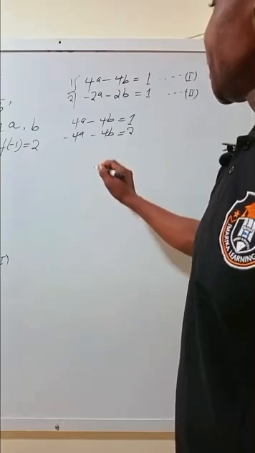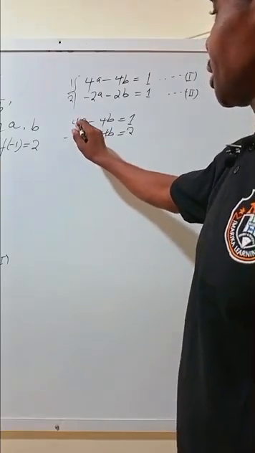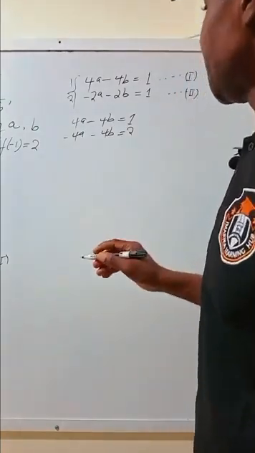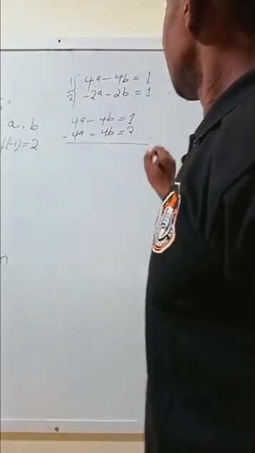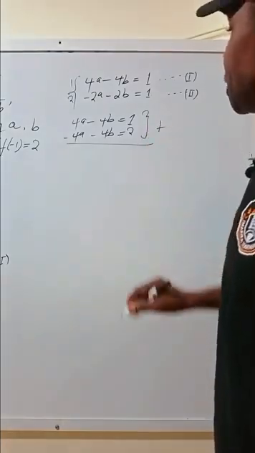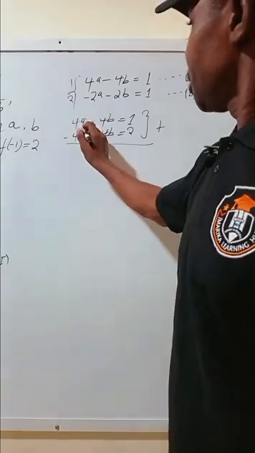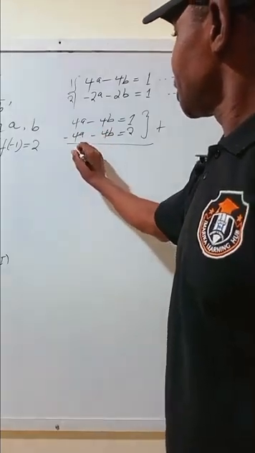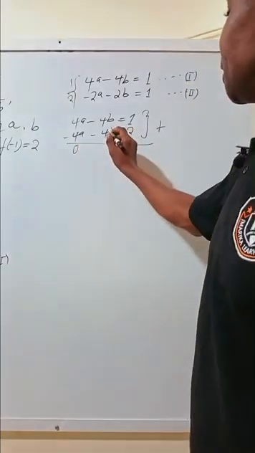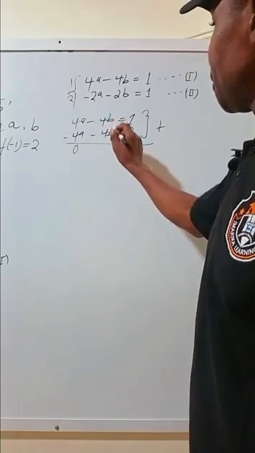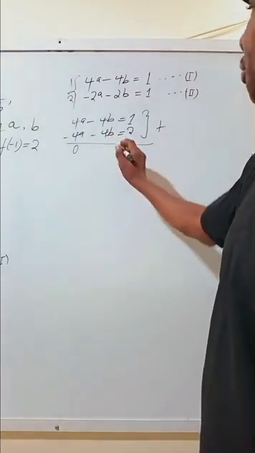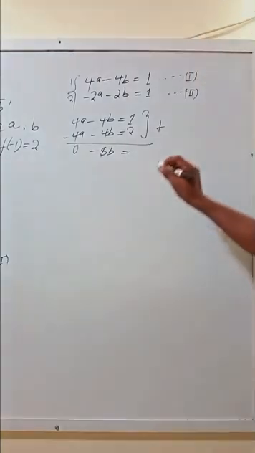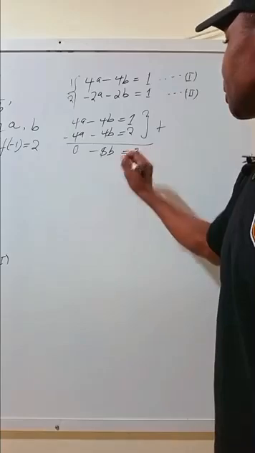Now we look at the signs. The signs of the coefficients of a are different. This one is positive, this is negative. So if the two signs are different, then we add the two equations. Let's add these two equations. Positive 4a added to negative 4a definitely gives us 0. Then negative 4b plus negative 4b gives us negative 8b, which is equal to 1 plus 2, which gives us 3.